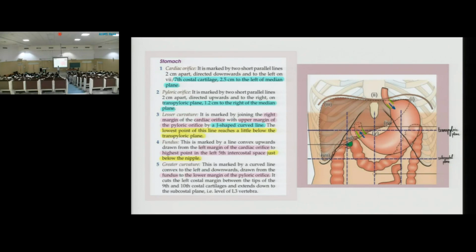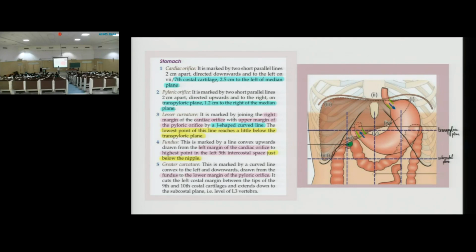Then we shall talk about the lesser curvature, which is J-shaped. It starts from the right margin of the cardiac orifice, then extends up to the transpyloric plane, and the lowermost point of the lesser curvature lies just below the transpyloric plane. You can see the upper margin of the pyloric orifice. We form a J-shaped structure which unites the right margin of the cardiac orifice to the upper margin of the pyloric orifice. Very good.